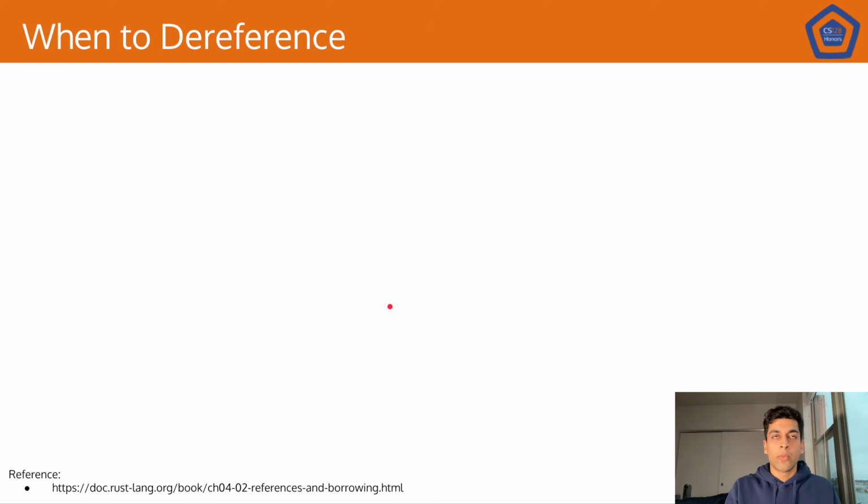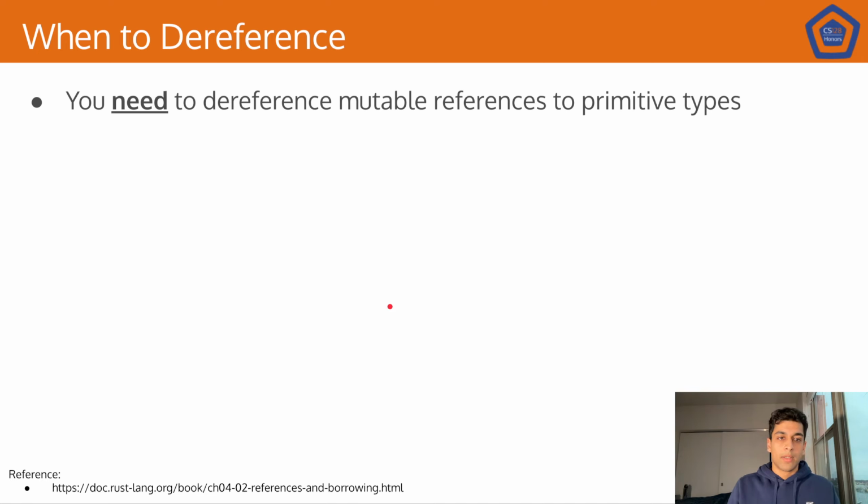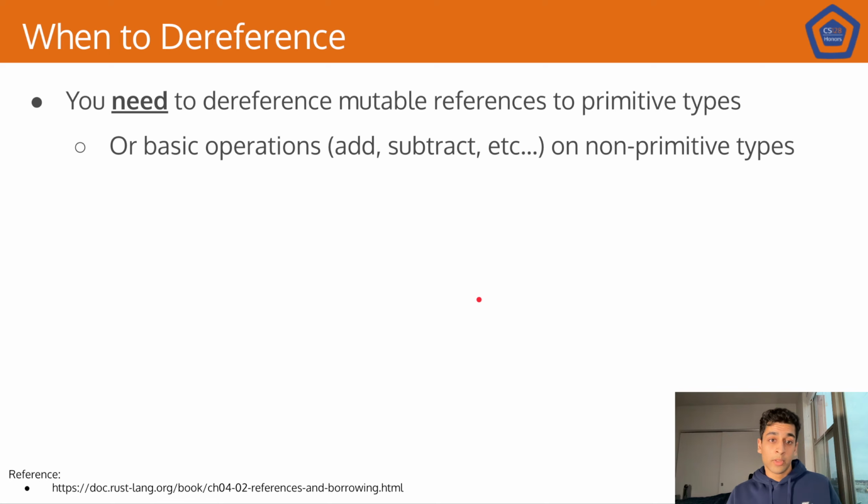So when do you need to dereference something? When you're using mutable references to primitive types and you want to change them or use their values, you need to dereference that reference to get access to that piece of data. Similarly, if you're using basic operations on non-primitive types, such as using the plus sign to add things to strings, you need to dereference that mutable reference to a string.